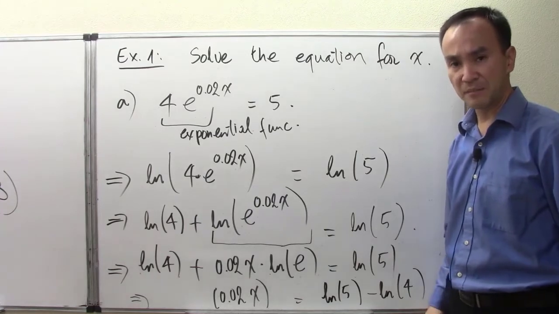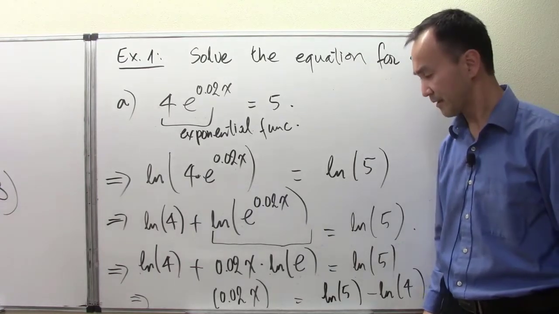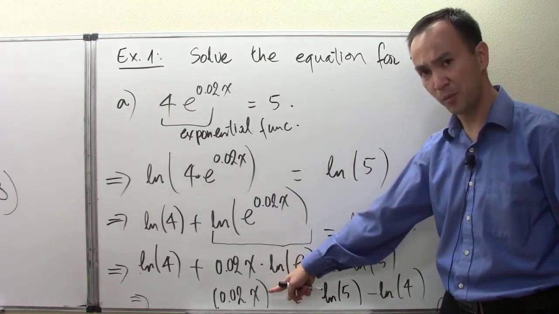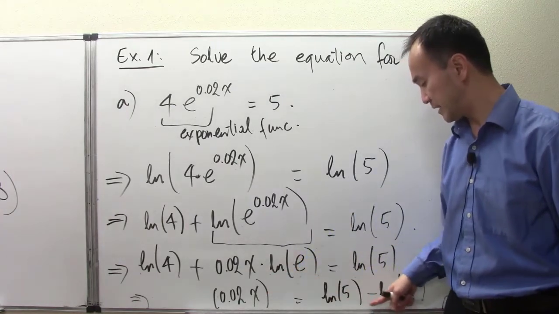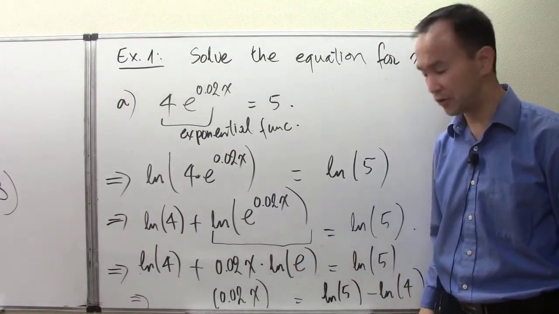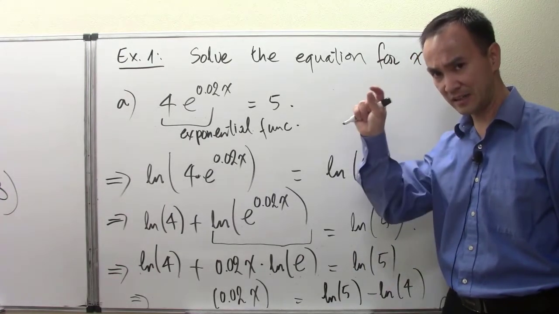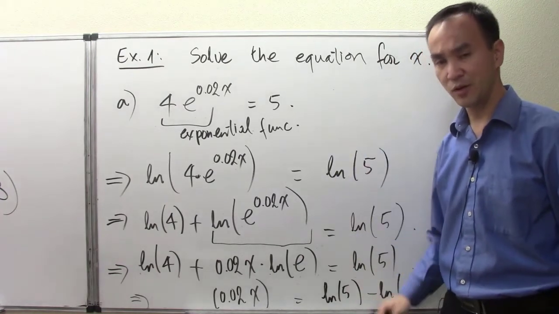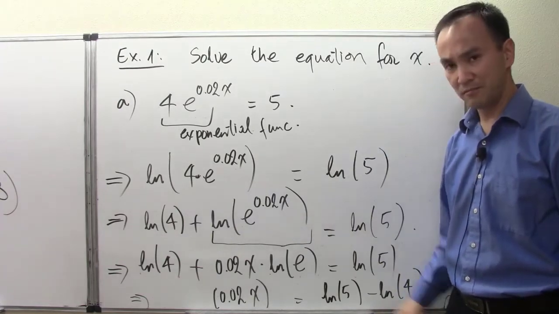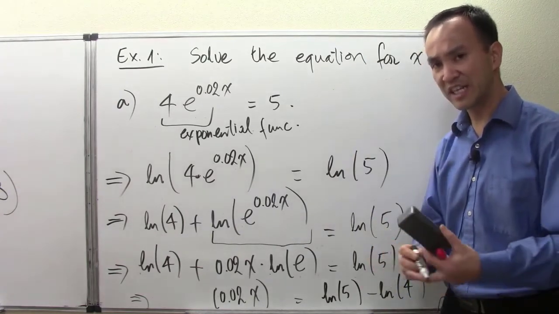Natural log of 5 minus natural log of 4. Okay, 0.02 times x equals natural log of 5 minus natural log of 4. So we are really that close to solving this equation. Now I'm going to navigate to the other board and continue the next step.